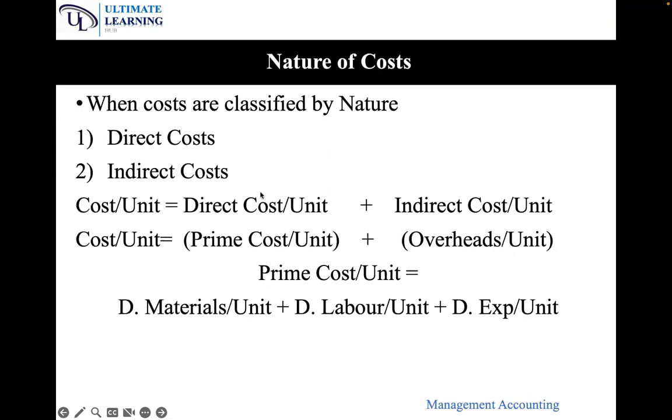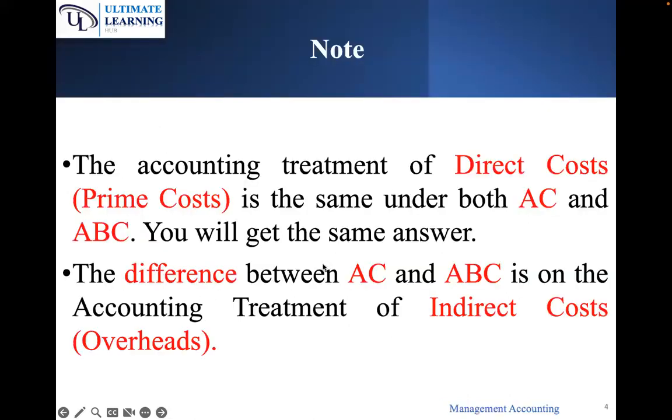Now, how do we get these prime costs? Prime cost combines direct material costs plus direct labor costs plus direct expenses. When you have a combination of materials plus labor plus expenses, so long as they are direct, it gives you what is known as prime costs. So when you take prime costs plus overheads, that is what gives you the cost per unit. I hope that introduction is well understood.